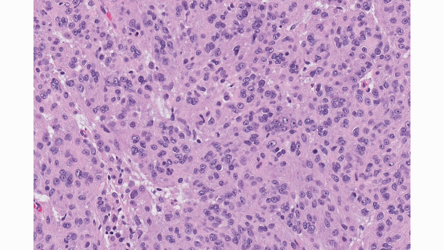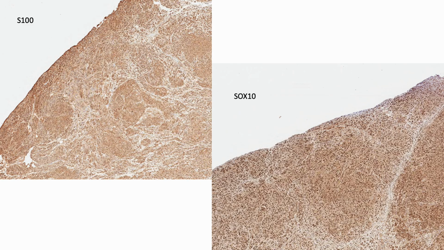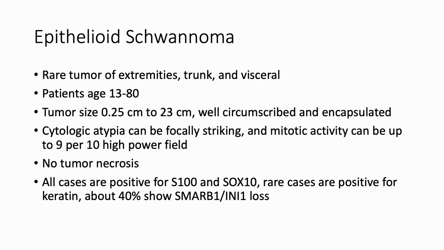Another area shows round to oval nuclei with prominent nucleoli, features not typical of the bland spindle cells seen in conventional schwannoma. The tumor is diffusely positive for S100 and SOX10. Again, the question arises: schwannoma or epithelioid MPNST? The correct diagnosis in both cases is epithelioid schwannoma.